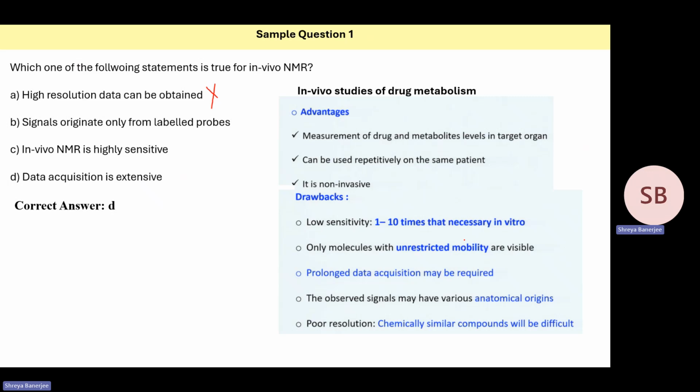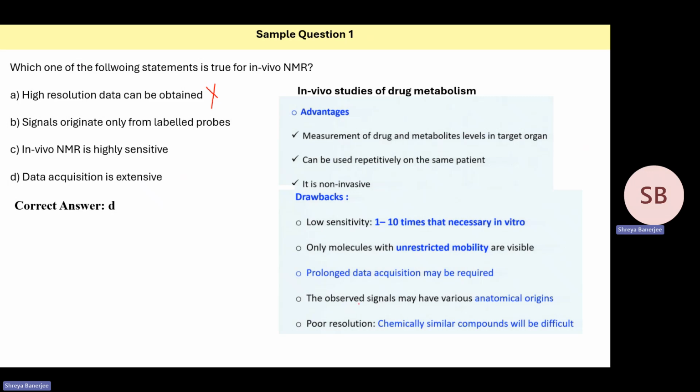Then, only molecules with unrestricted mobility are visible. Then prolonged data acquisition may be required. You know that in in vivo NMR, like the MRI we do, we might need to keep the patient inside the MRI machine for up to 1 hour. So a long data acquisition time is required. This is because we cannot give a strong magnetic field that will affect the patient. Because we are using a low magnetic field, the data acquisition time also has to be increased.